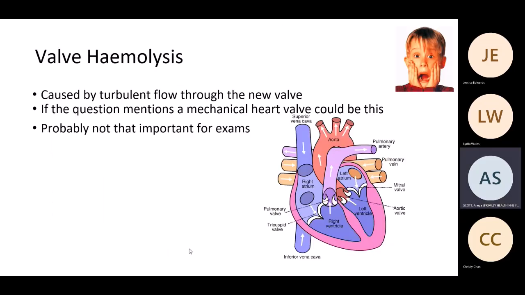And then the last kind of one to be aware of in this section is valve hemolysis. It's caused by turbulent flow through the new valve. If the question mentions a mechanical heart valve, then it could be this, but I think it's probably not that important for exams, but just to be aware of for completeness.